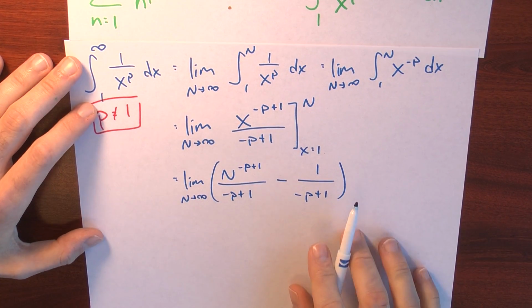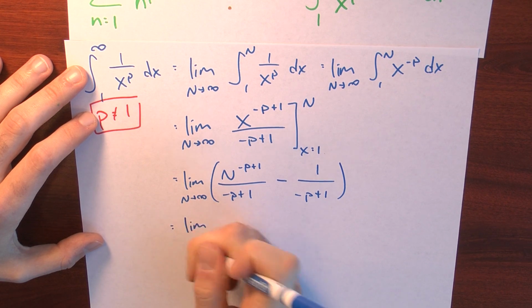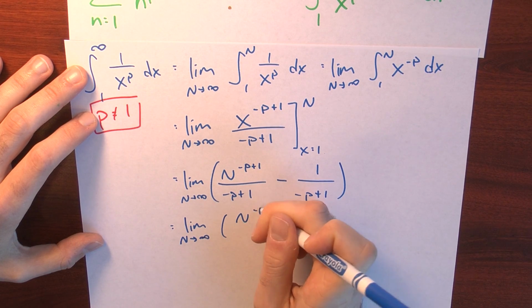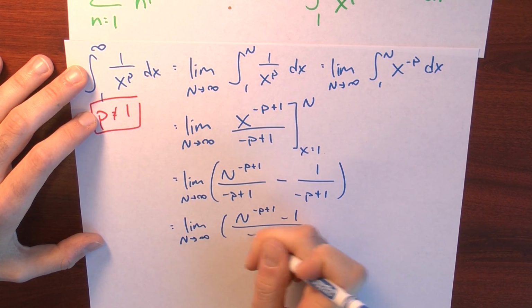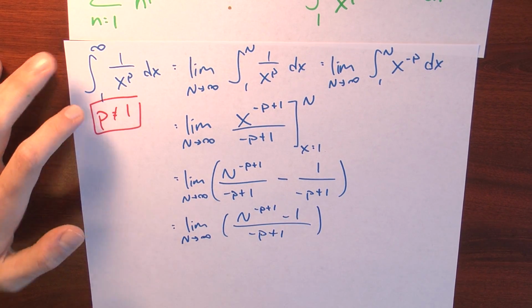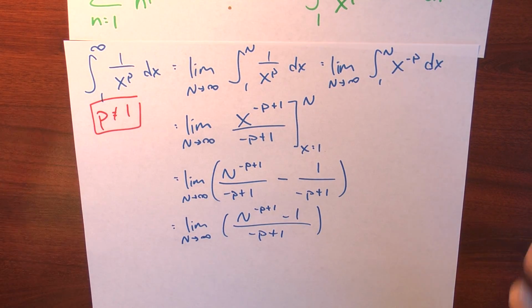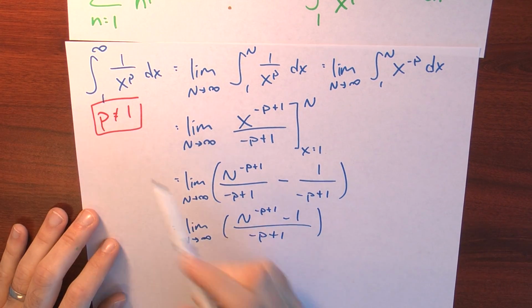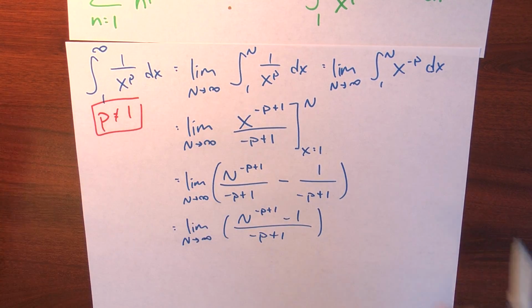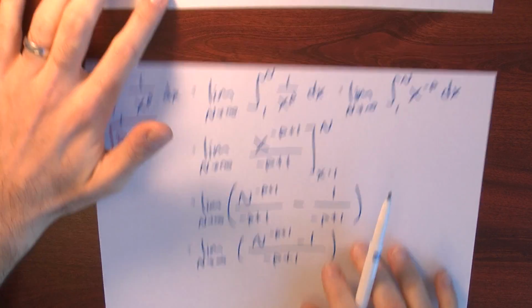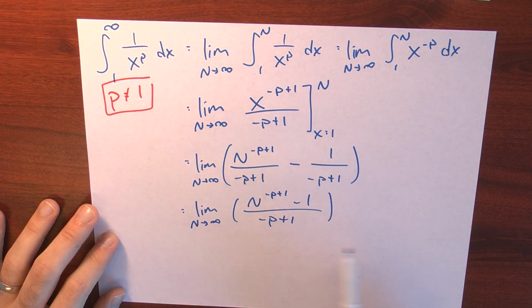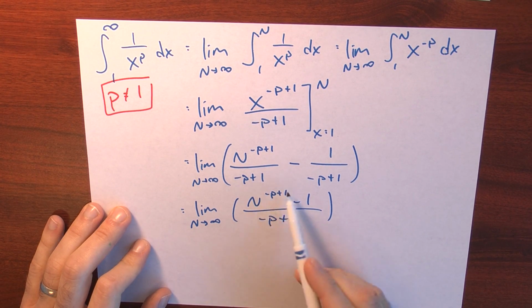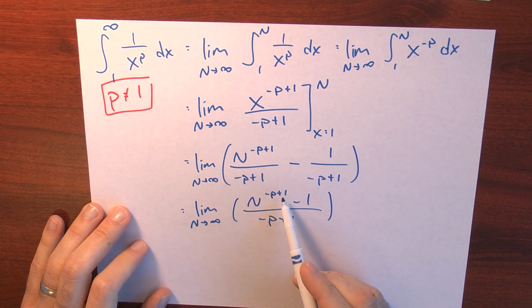I could combine these two fractions. This is the limit, n goes to infinity, of n to the minus p plus 1, minus 1, over minus p plus 1. Okay, now the whole story is being told by this limit. If this limit has a finite value, then so does this integral, and that means that this series converges. So how do I check that? Well, the story is really being told by this power here, n to the minus p plus 1.